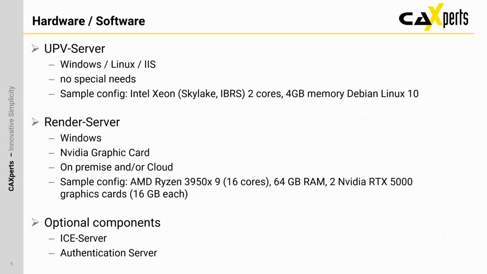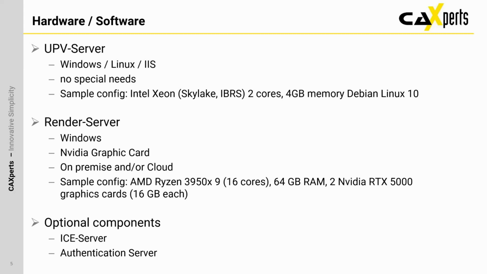Okay, let's have a look on the hardware and software requirements. The server itself does not need to be a big machine. We provide versions for Windows, Linux, or Internet Information Server from Microsoft. Here is just a sample configuration that we use in a computing center, so it's a standard Debian Linux server with no special requirements.